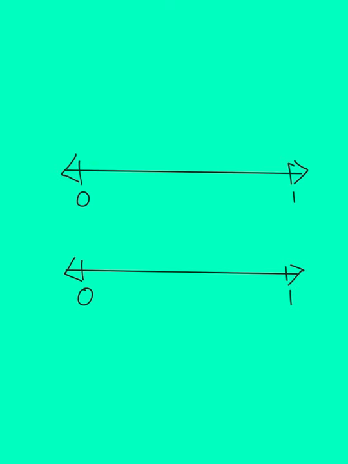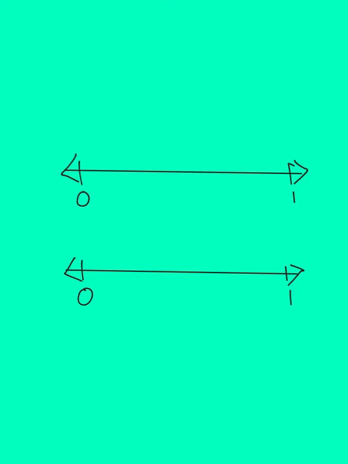Now, you won't always have 0 and 1. Sometimes you'll be between 2 and 3 or between 5 and 6 or whatever. But for the purpose of these equivalent fractions, you're always going to have a 0 at the beginning and a 1 at the end. All right?